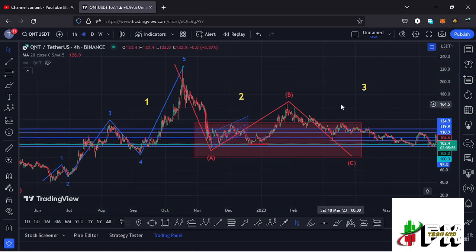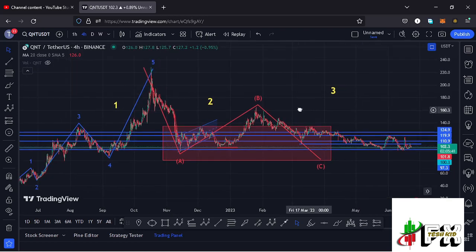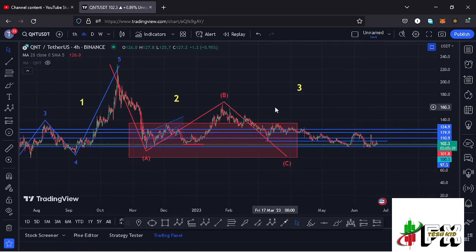The first one is that there are high chances that Quant was able to give us a low for this higher Elliott wave count 2 at around the $94.3 mark. And if that is the case, and if that is the low for this second wave, then I'm expecting Quant to start a very impulsive move to the upside in the formation of this larger Elliott wave count 3.